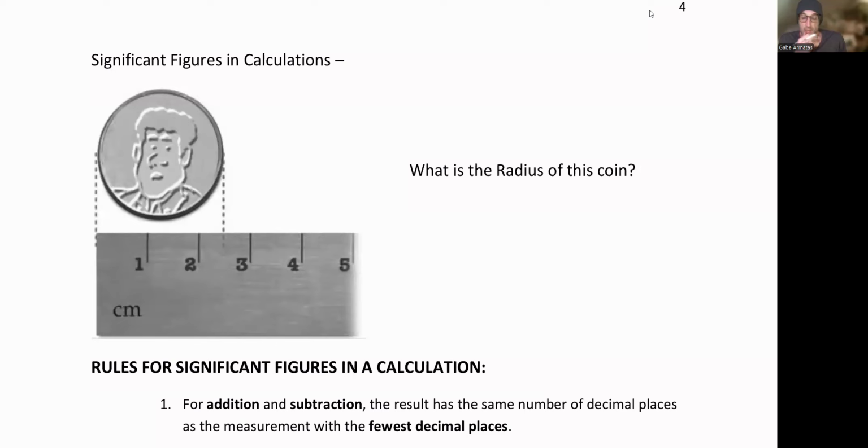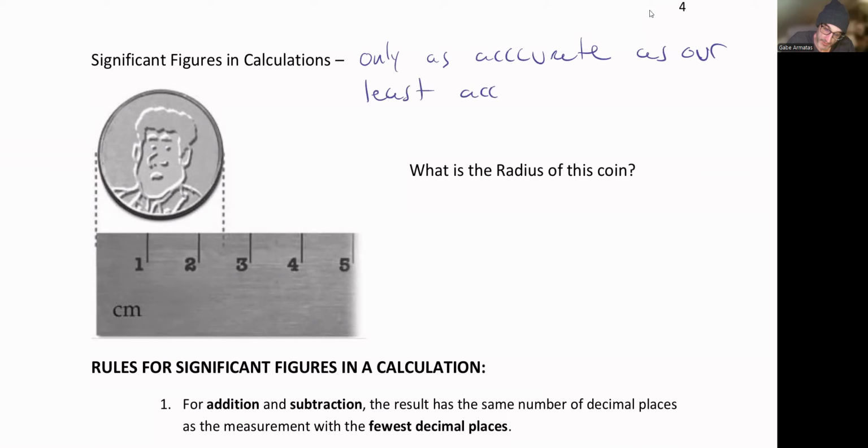Okay. So significant figures and calculations. So let's talk about this coin again. It keeps coming up. We have to keep in mind that we are only as accurate as our least accurate measurement. So when we are doing measurements, we have to make sure we keep track of significant figures. So we said that the diameter of this coin is 2.5 centimeters.